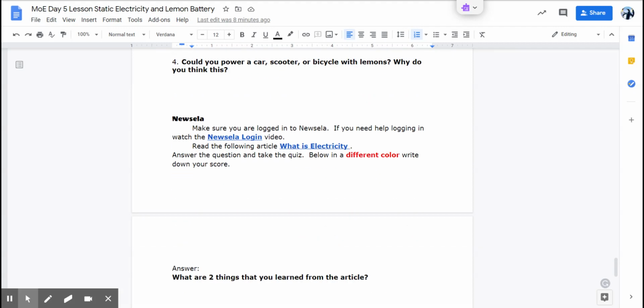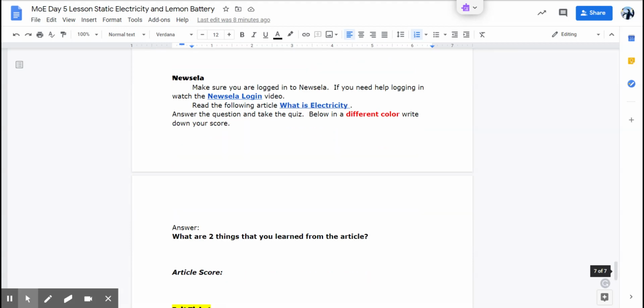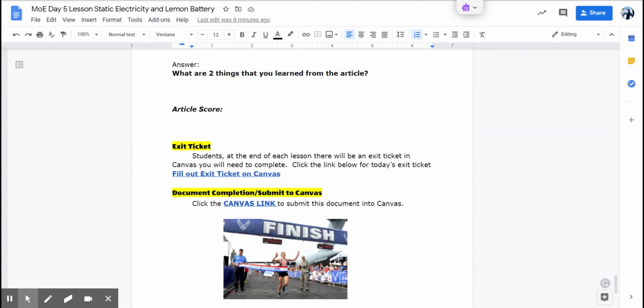Finally, you're going to have a Newsela article. And when you have the Newsela article, you're going to click on the link. You're going to read the article. You're going to explain 2 things that you learned from the article, and you're going to write down your article score. We're still working on an exit ticket right now. That's why this is kind of highlighted. And then right here is where you're going to submit it.